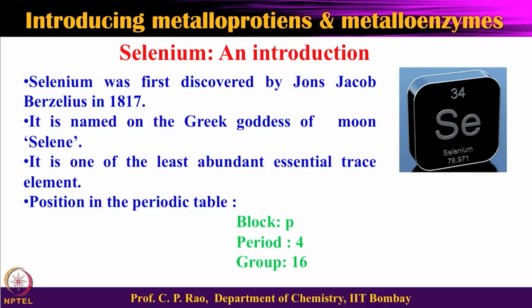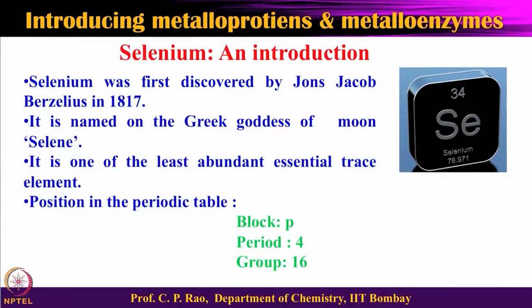Before we go into that, selenium was first discovered by Johannes Jakob Berzelius in 1817, and it is named after the Greek goddess of the moon, Selene. So, the name comes from the term Selene, and it is one of the least abundant essential trace elements, as you would have seen earlier, what I gave long ago in the early classes about the concentrations of these and their presence in the human system, etc. And this is present, of course, in the p block, with period 4 and group 16.